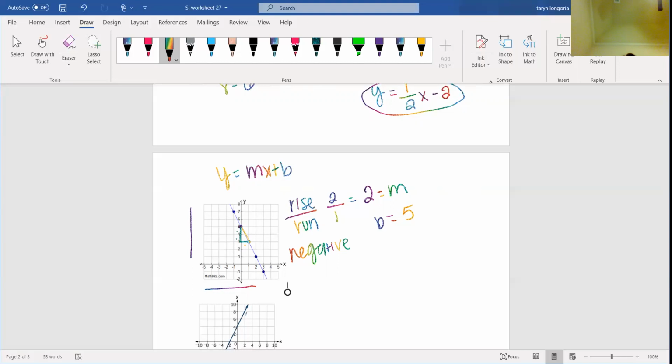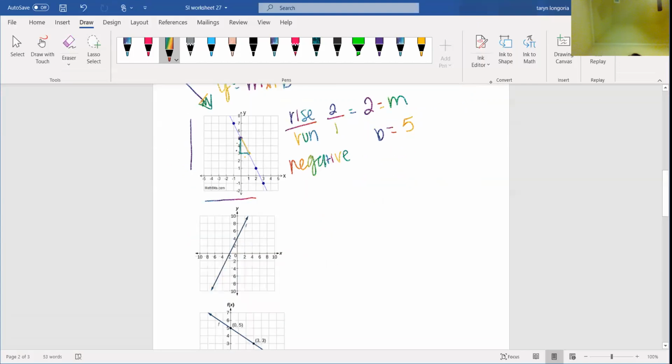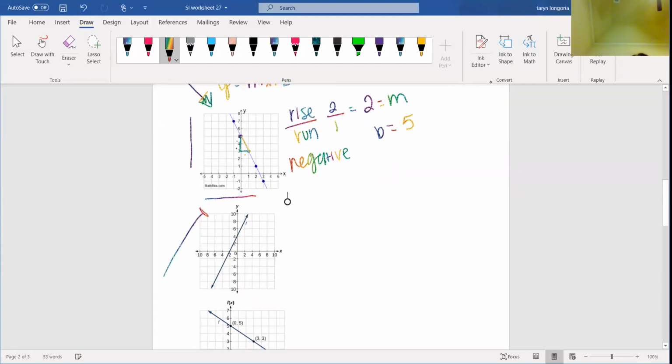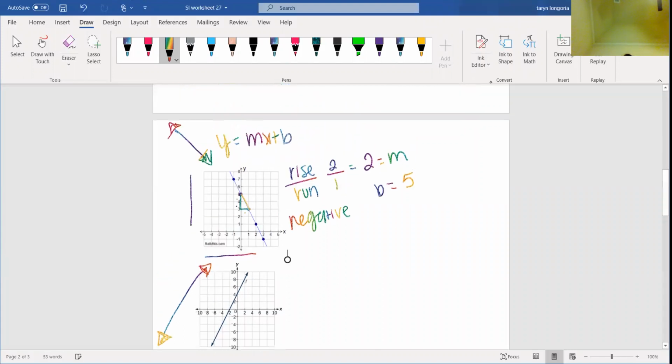I think it goes like this. If it goes like this, it's negative. If it goes like this, it's positive. I usually look at it like if it's inclining or declining. Like if you're walking up the stairs, you're going up. If you're walking down the stairs, you're going down. If it's down, it's negative. If it's up, it's positive.